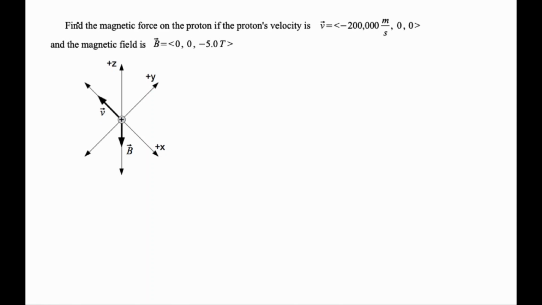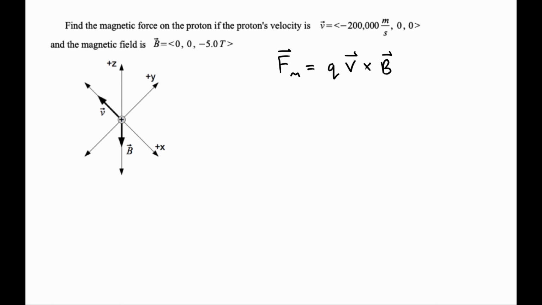Okay, this problem says find the magnetic force on the proton if a proton's velocity is negative 200,000, comma 0, comma 0. The magnetic field is 0, comma 0, comma negative 5. Alright, so the full formula for magnetic force here is going to be Fm equals Q times V cross B. This is the vector version of the formula.